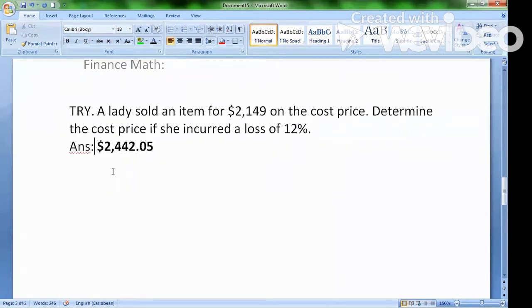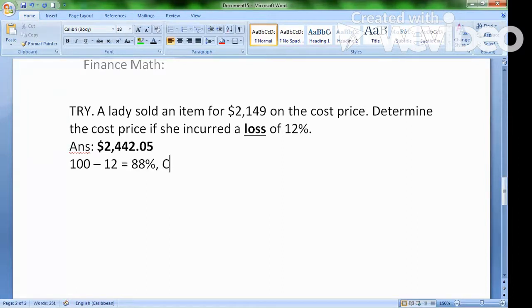Sorry about that. What I was saying, when you do the 112 over 100 times 2,149, it's not right? It's not 112, miss. What is this? Loss. Right. So what are you going to do? Subtract it from 100. Subtract 12, which is 88. Which gives you 88.